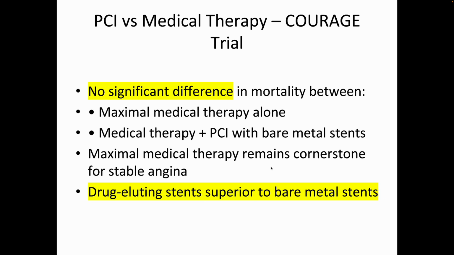Now, in cases where the patient doesn't have extensive disease and has stable angina, we want to offer either PCI or medical therapy, because both of them were actually seen to be equal in their effect. So there's no significant difference in mortality. Maximum medical therapy alone is as beneficial as doing a PCI. Now, bear in mind that drug-eluting stents are superior to bare metal stents. They were seen to be better in decreasing mortality.